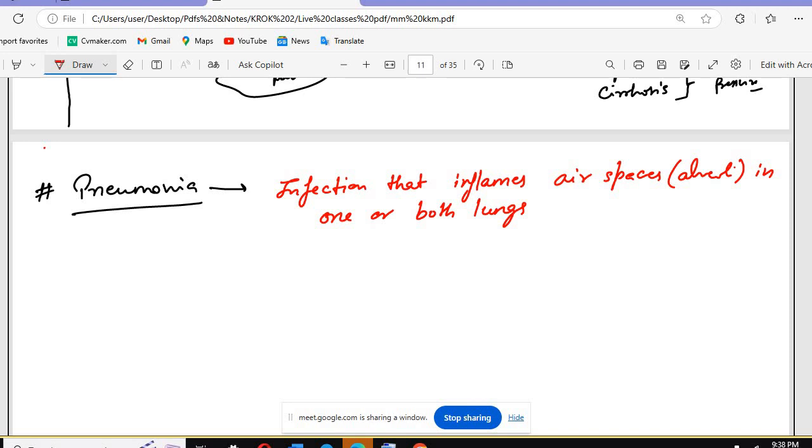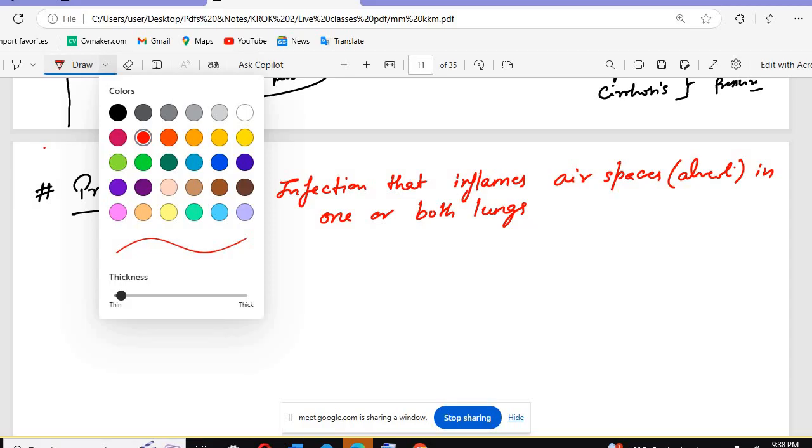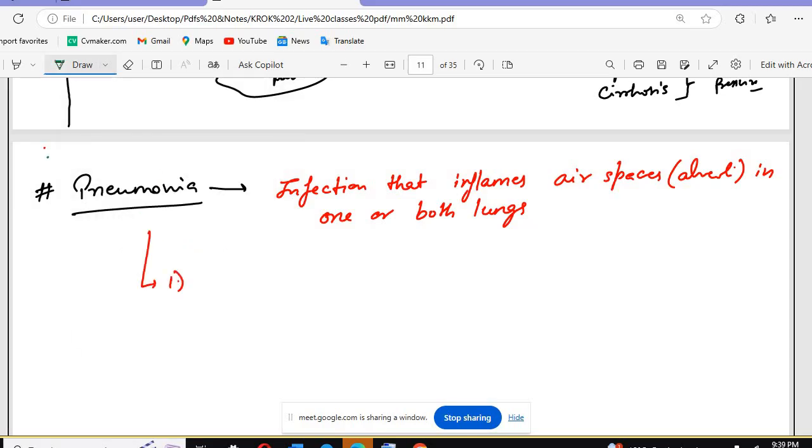Now for pneumonia, we have subtypes. We have lobar pneumonia, bronchopneumonia, interstitial pneumonia, and aspiration pneumonia. You have to remember these. Let's discuss them one by one because all have been asked in your exam. So the first one we will be having is lobar pneumonia.